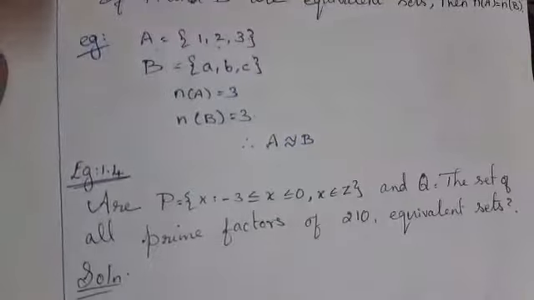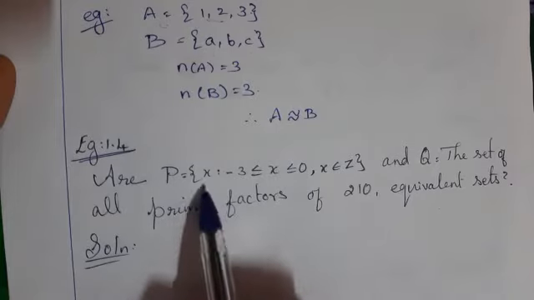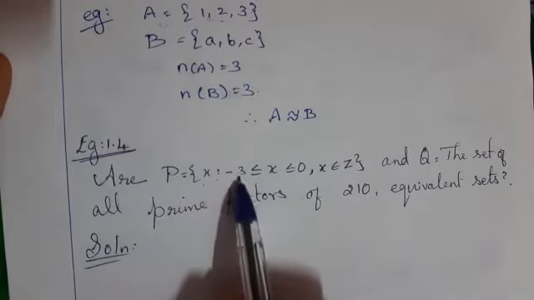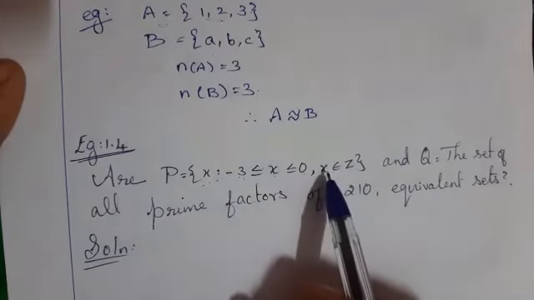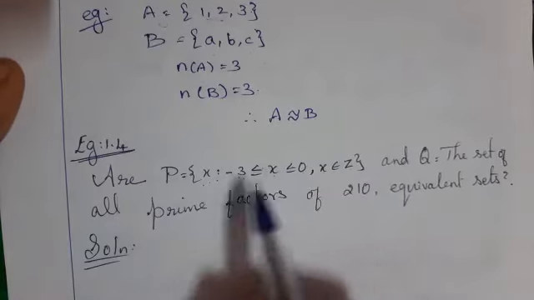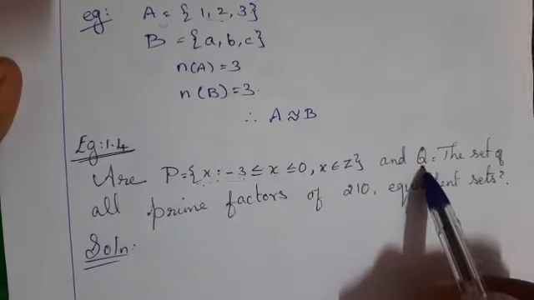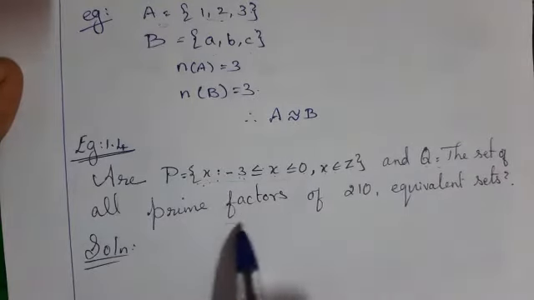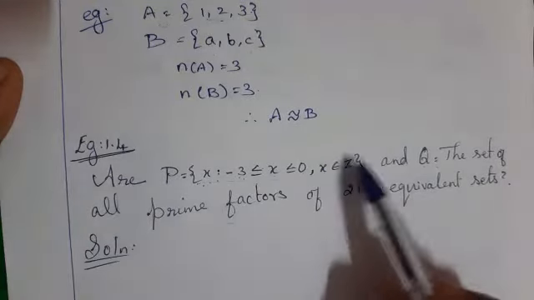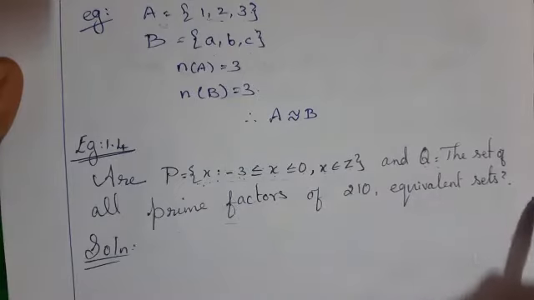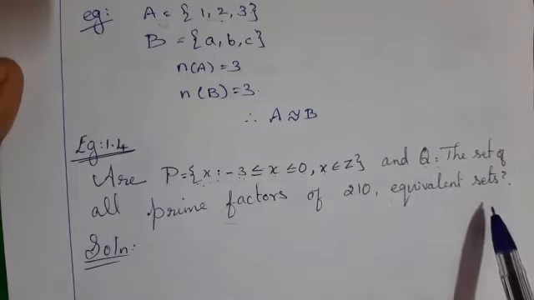Here is one example, 1.4. Capital P is equal to the set of x such that minus 3 is less than or equal to x, which is less than or equal to 0, where x belongs to Z. This is in the set builder form. Capital Q is equal to the set of all prime factors of 210. You have to find whether capital P and Q are equivalent sets or not.